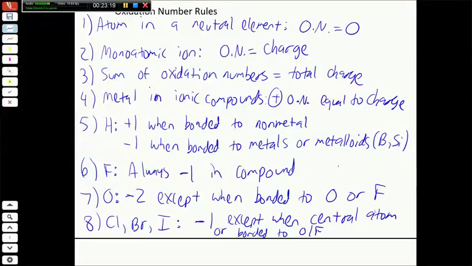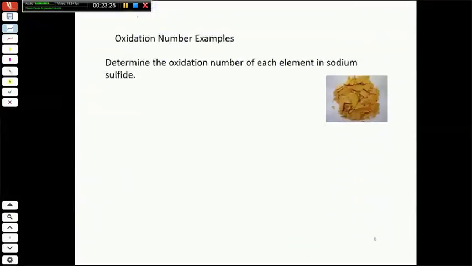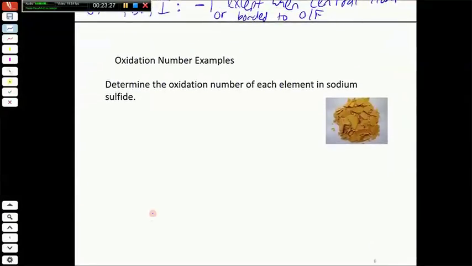All right, so this is the set of rules. I don't want you to memorize these word for word, but we just want to get used to how we use them. So let's just do several examples of determining oxidation numbers. So let's say we have sodium sulfide.